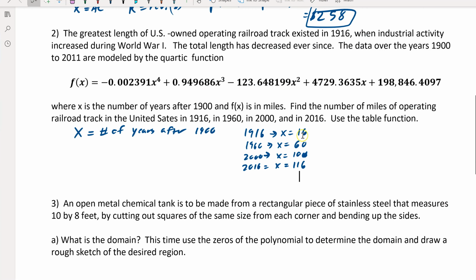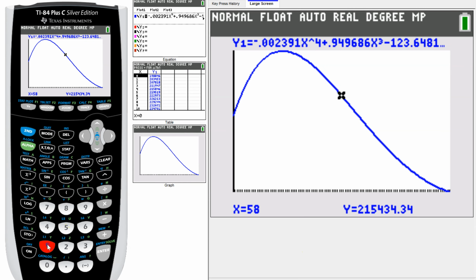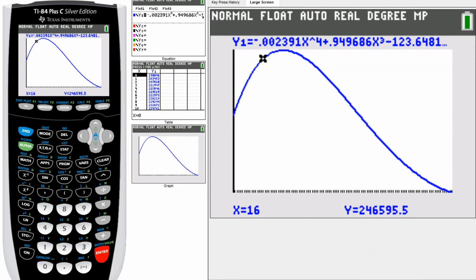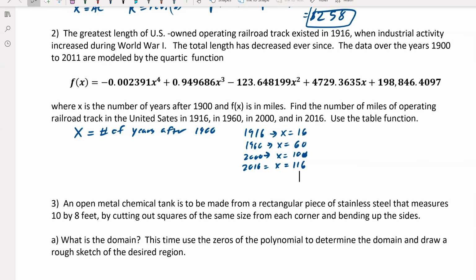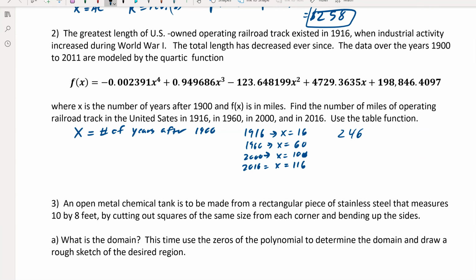So our first number we're going to plug in is 16, and then 60, and then 100, and then 116. So if we go trace and 16 and hit enter, it tells us the answer. So 246595.5. And so now if we just do that for each one, we're going to hit trace 60.